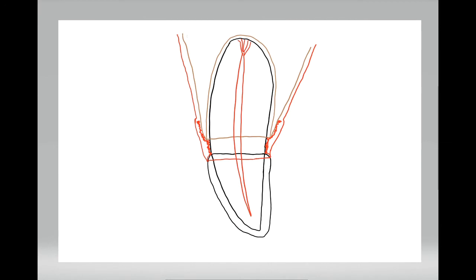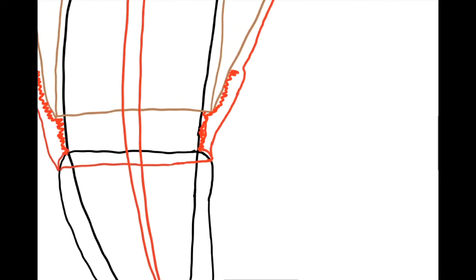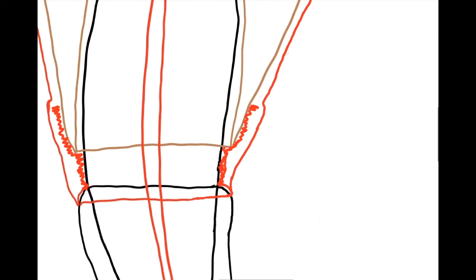Here we are back at the drawing of the cross-section through the tooth, and I'm just going to zoom in on the area that's the battleground for periodontal disease. So, the development of periodontal disease goes like this. We start off with an accumulation of plaque on the crown surface.